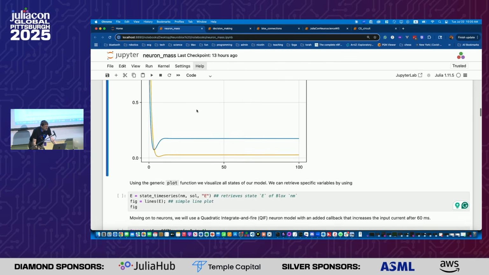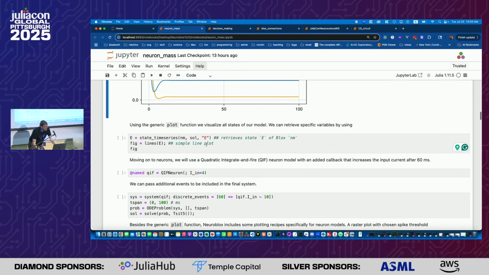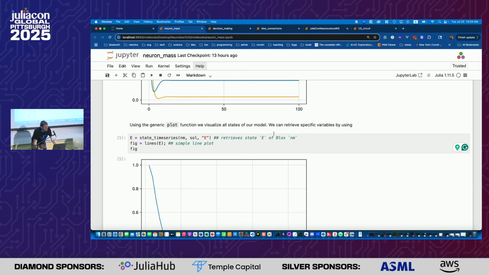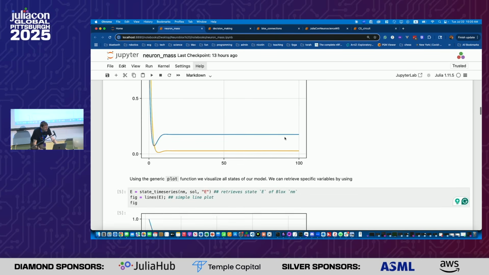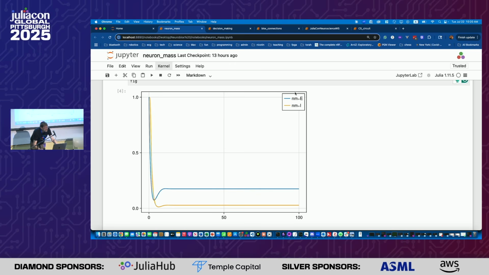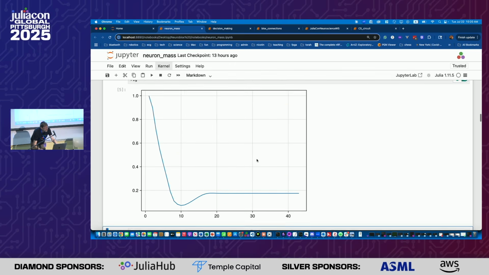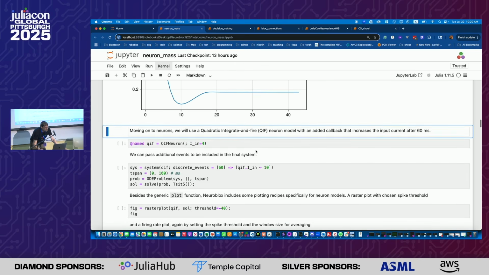And that's why we created a convenience function called state time series. You give it the system, you give it the solution, and you give it the name of the variable that you want to look for. Here we have a very simple system, there's only E and there's only I, and it extracts just the E out of the solution object and then just plots E.